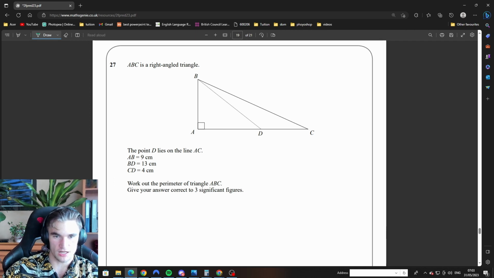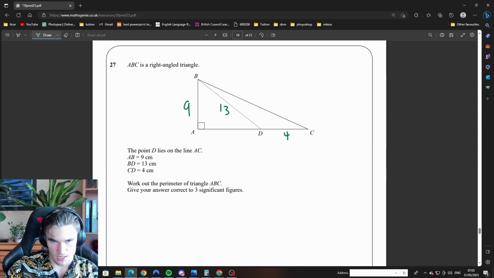So I got ABC. The triangle D lies on the line AC. So I got AC here. AB is 9. BD is 13. And CD is 4. Work out the perimeter of the triangle ABC. So I want to know the whole perimeter. So give your answer to 3 significant figures.